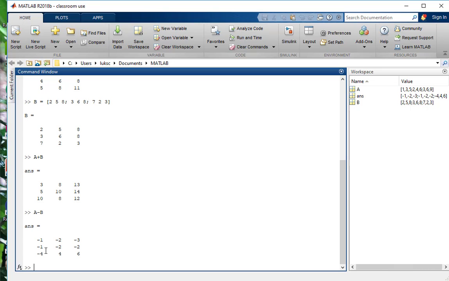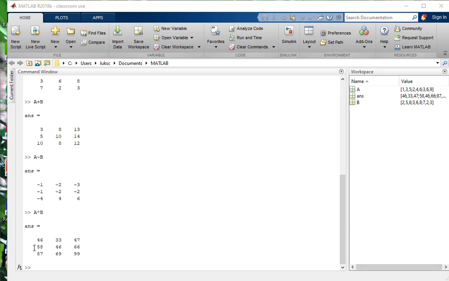I can do matrix multiplication, so A times B gives me this answer. So for instance, the 46 here is taking the first row out of A and the first column out of B, multiplying term by term and adding them together. That's the correct way to do matrix multiplication.